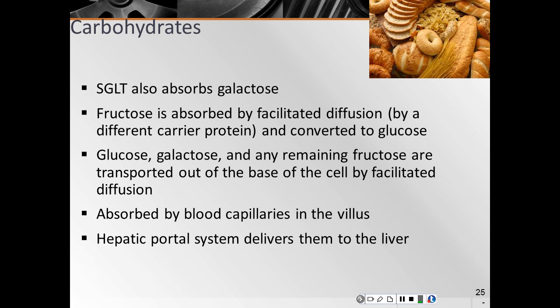Now, inside the epithelial cell, most fructose is converted to glucose. So you have glucose, galactose, and the remaining fructose transported out of the base of the cell by facilitated diffusion. And then they're absorbed by the blood capillaries. Now, the monosaccharides are then delivered to the liver by the hepatic portal system.